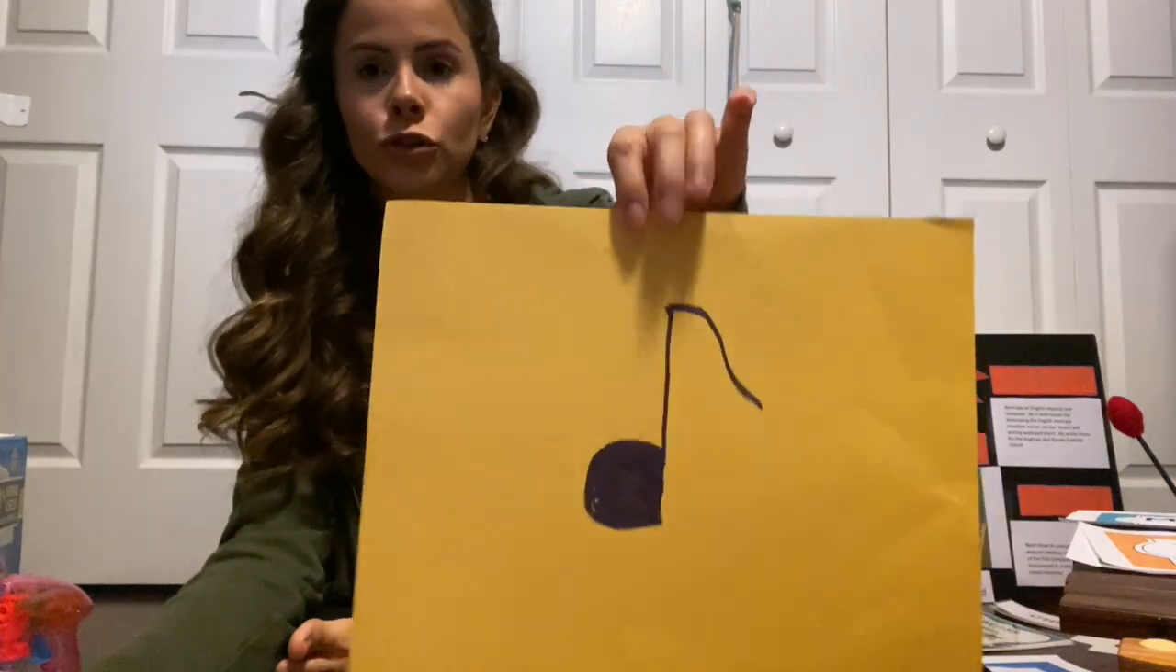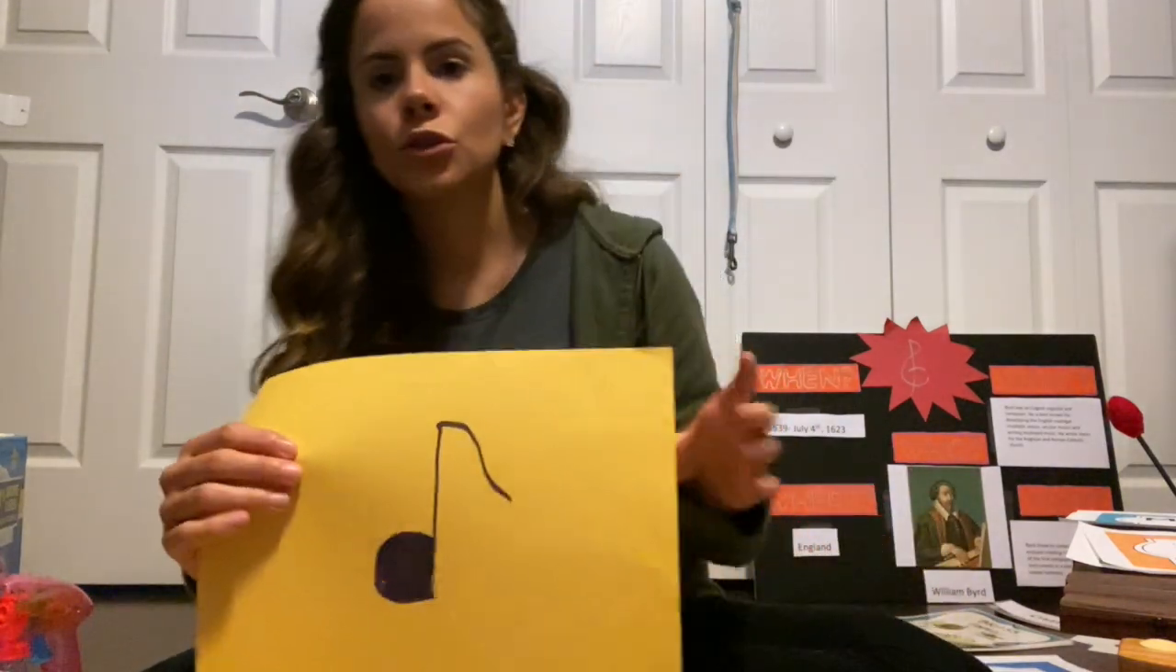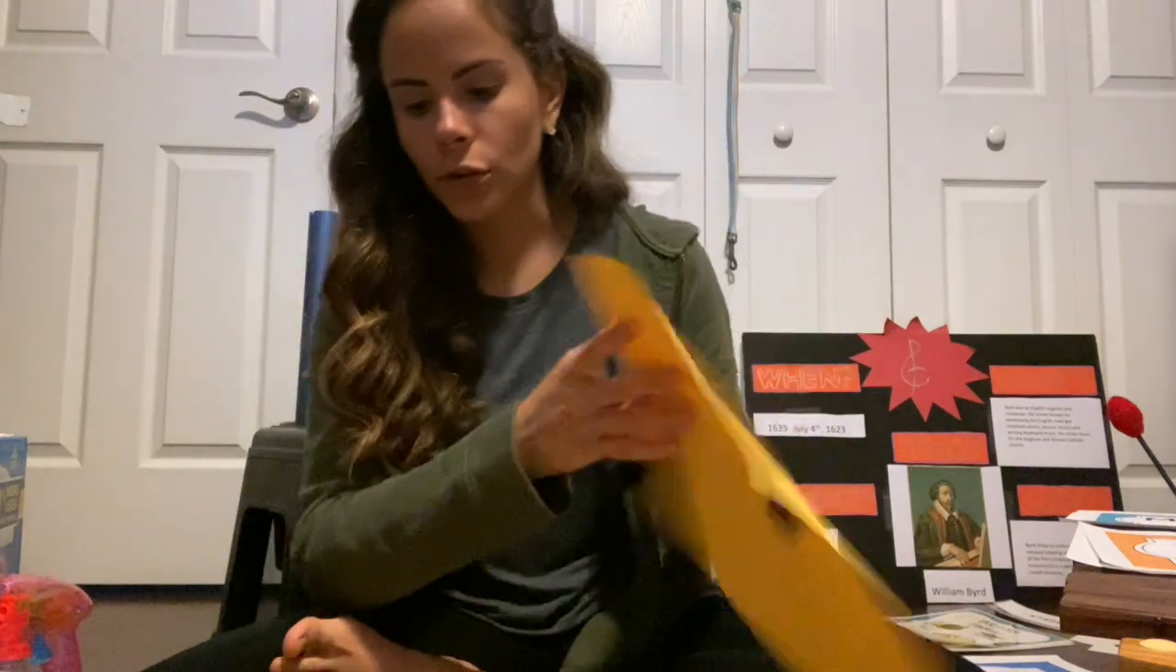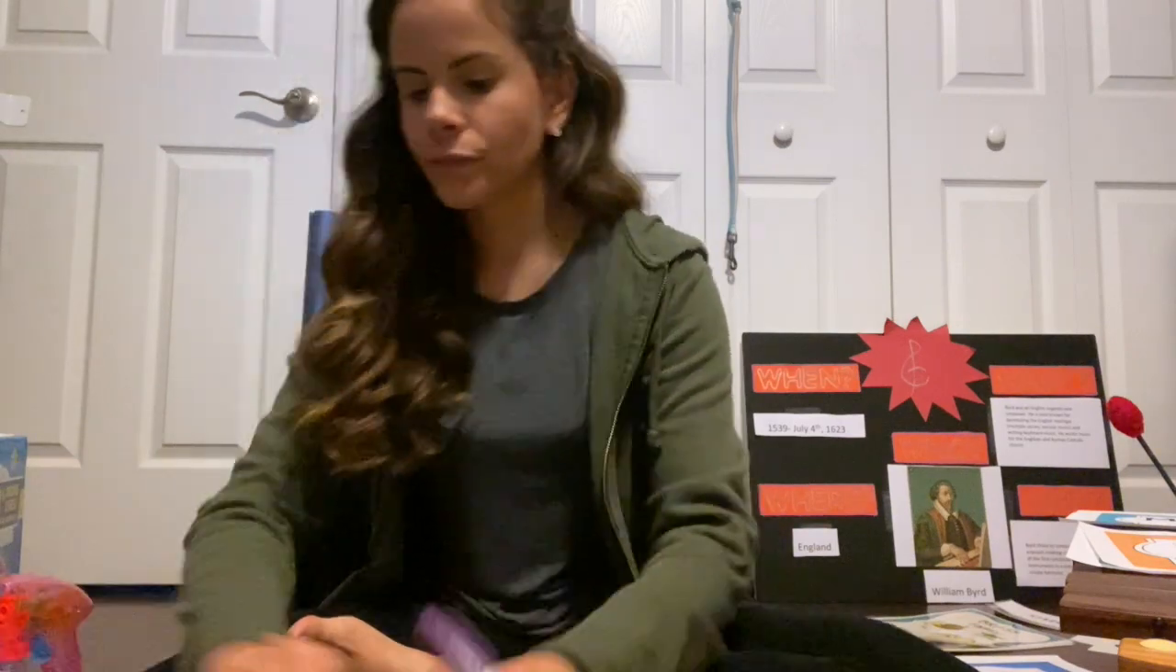All right, so a 16th note comes after the 8th note, right? So if we were looking at our tree, our music note tree that we've drawn out like 100 times, we always have like two of each, right? So we would have two eighth notes, or we would have one eighth note, and it would stem down to equal two 16th notes.